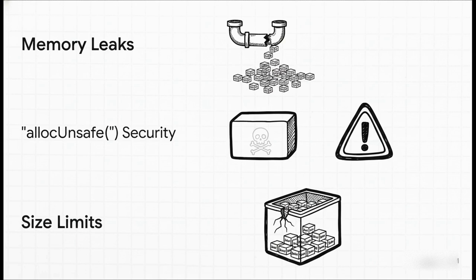And here are a few key pitfalls to watch out for. First, memory leaks. Buffers can be big, so don't just let them hang around in memory if you don't need them anymore. Second, that allocUnsafe we talked about, be so careful with it. If you don't fill that buffer completely, you could accidentally leak old, potentially sensitive data that was in that memory slot before. And last, just be aware that buffers aren't infinitely large. There's a max size, usually around 2 gigabytes, depending on your system.